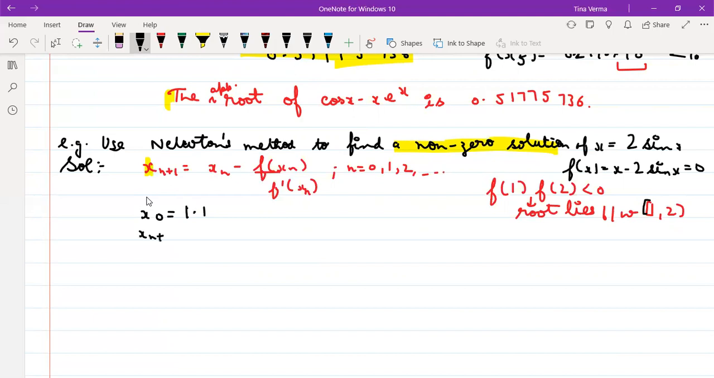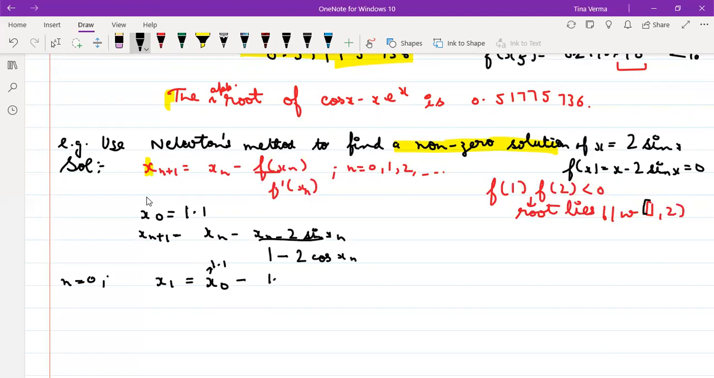So the iteration formula becomes xn plus 1 is xn minus 2 sin xn divided by the derivative, that is 1 minus 2 cos xn. So when we start substituting n equal to 0, I will have the approximation x1, that is x naught, which is 1.1 minus 1.1 minus 2 sin 1.1 divided by 1 minus 2 cos 1.1. So when you calculate its value, it is coming out to be 8.453.